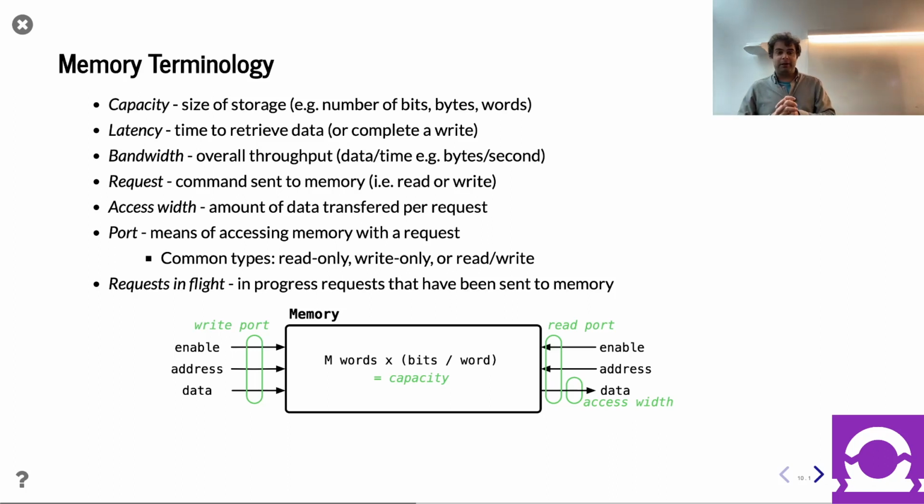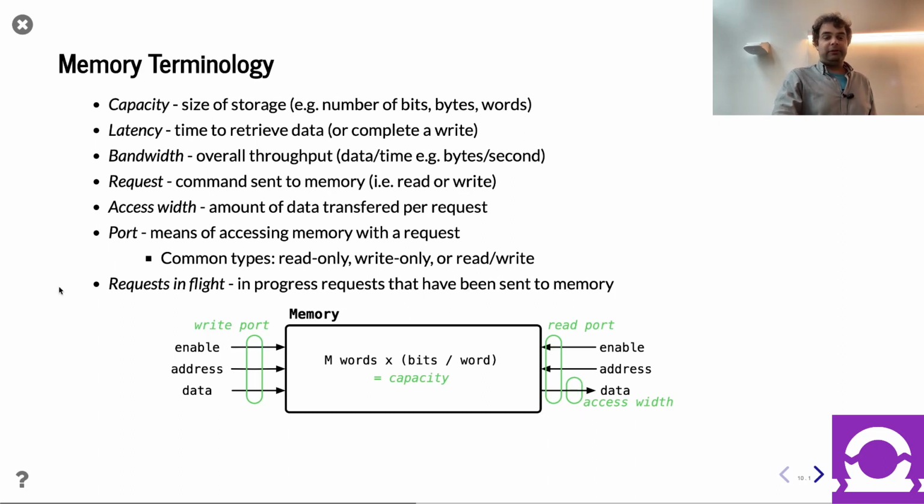Okay, so for the brief architectural primer on memory, a few things to keep in mind. Reminding people of terminology: when I say capacity, I'm referring to how much data it can hold. Latency is how long it takes to access the memory. Bandwidth is the data transfer rate, in other words, data over time. A request is something that we send to memory, a read or a write request. The access width is how much data is transferred at a time.